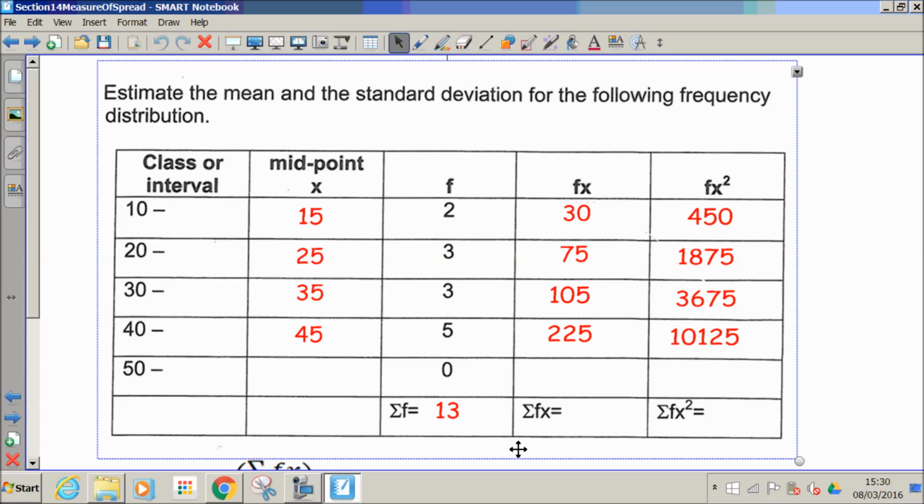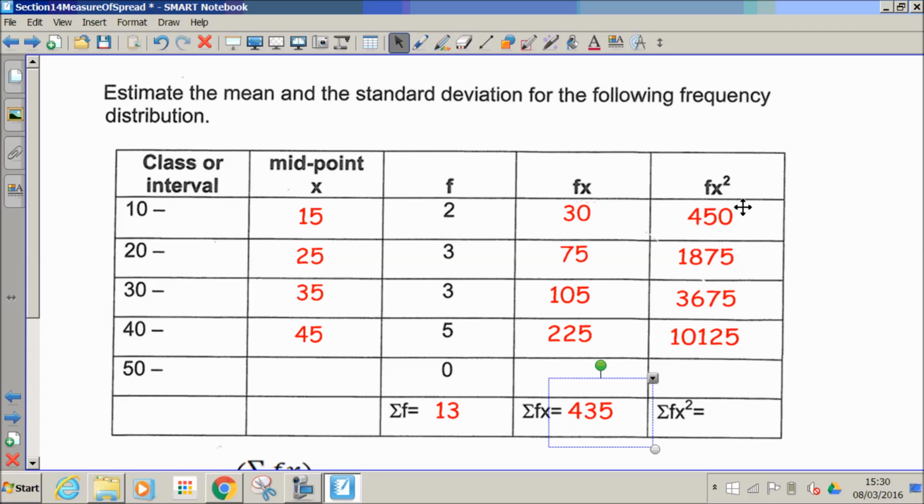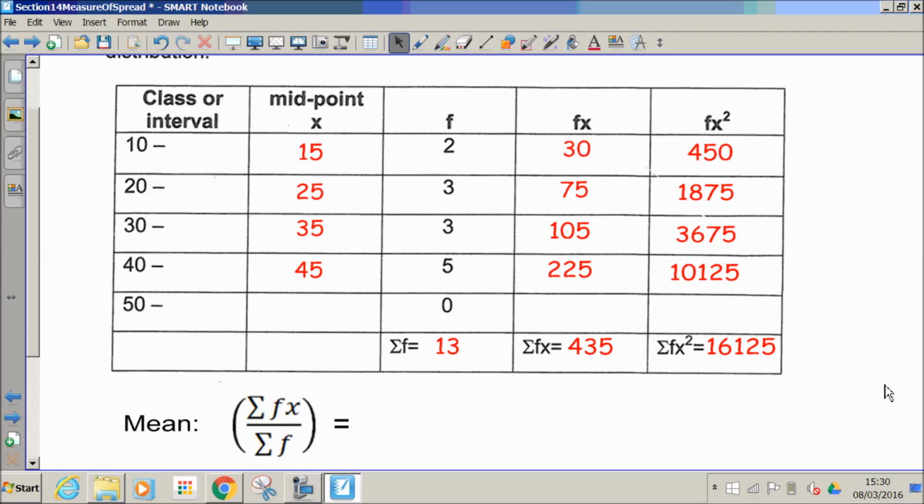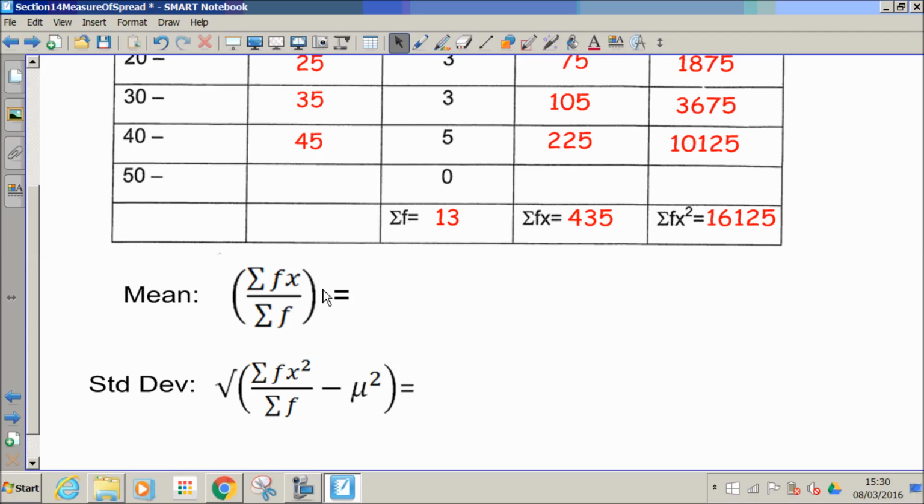So sigma f is 13, sigma fx, the sum of these numbers, is 435, sigma fx squared, the sum of these four numbers, gives me 16,125. We put these numbers into our formulas. The mean, sigma fx, 435, divided by sigma f, 13, gives a value of 33.46. Sigma fx squared, 16,125, divided by sigma f, 13, minus the mean squared, minus 33.46 squared, gives me 10.99.